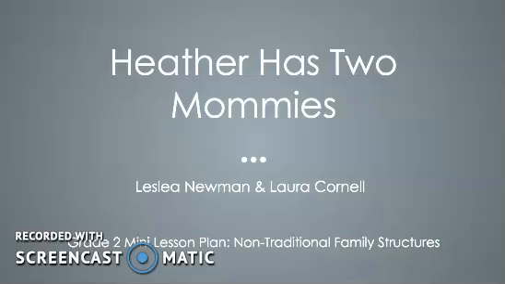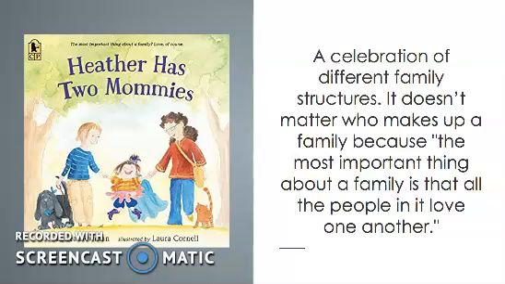I will be sharing a mini lesson plan on how to utilize the picture book Heather Has Two Mummies by Leslie Newman and Laura Cornell to teach about the many non-traditional family structures that exist. Heather Has Two Mummies is about a girl, Heather, whose mothers are Mama Jane and Kate. At the outset of the book, Heather relates how she has two mums to how she has two of a lot of things, such as two arms, two pets, and two hammers. This theme continues throughout the book.